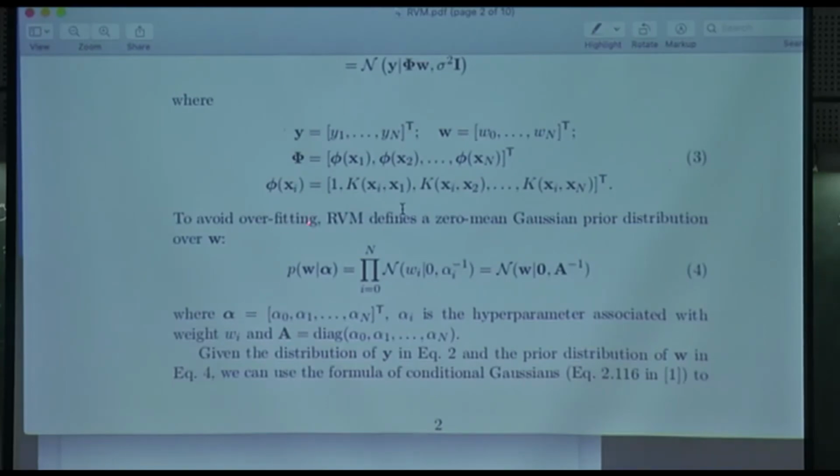To avoid overfitting, the relevance vector machine defines a zero mean Gaussian prior distribution over W. It assumes that the weight vector W itself is sparse. It's drawn according to a normal distribution with mean 0 and variance 1 over alpha, where alpha is a hyperparameter associated with weight W and A is simply the diagonal matrix.